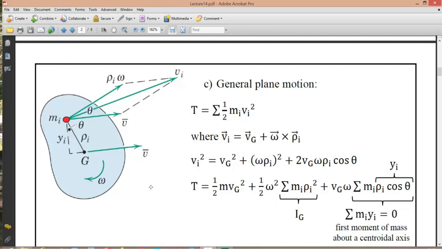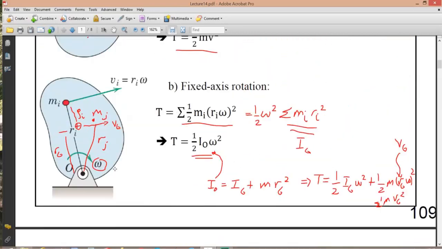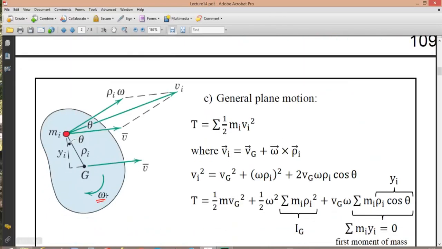and then you will see that we will come to the same type of conclusion. Now, for general plane motion, what happens is that the rigid body moves in a linear fashion. It has a linear velocity independent of its angular velocity. In the fixed axis rotation, linear velocity is dependent on the angular velocity. How is it dependent? By this radius. But here they are independent from each other.